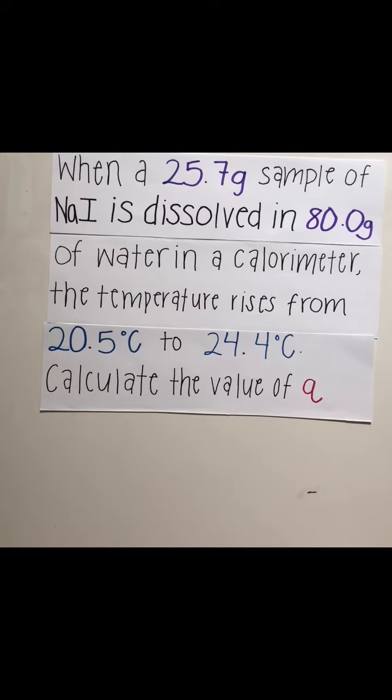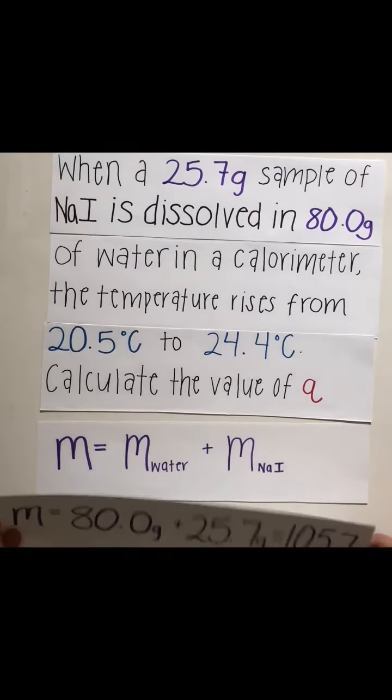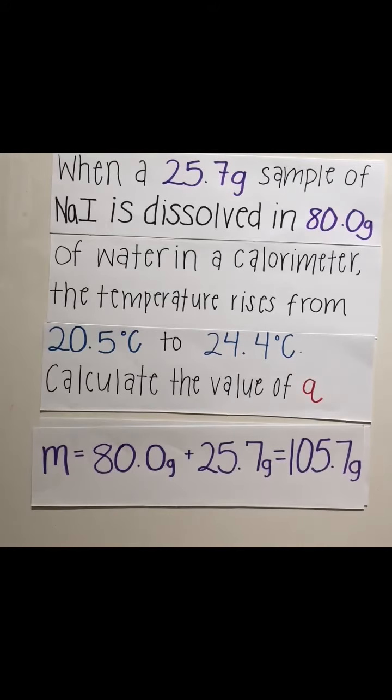Next, we have to calculate the mass for this problem. In this case, since the solid is being dissolved into the water, the masses must be added. The final mass should equal the mass of the water plus the mass of the NaI. This should be 80 grams plus 25.7 grams, giving you a final mass of 105.7 grams.